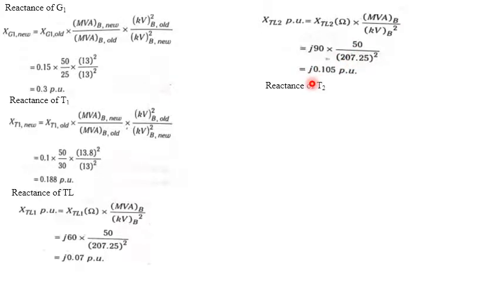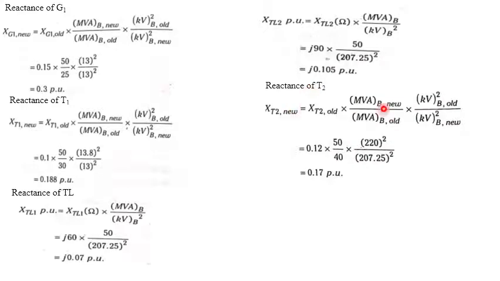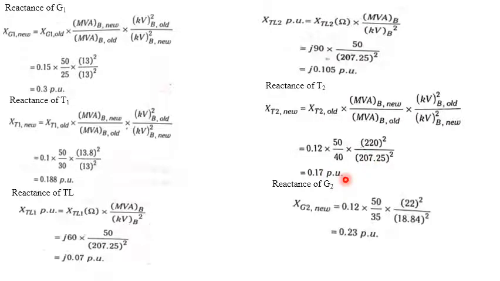Similarly for the transformer T2, this is 0.12, new value 50 by 40. The voltage, considering the high voltage side of the transformer, is 220. Once the calculation is done, we got 207.25, will get 0.17 per unit. Similarly for G2, we have 0.12, 50 by 35. The old value is 22, the new value is 18.84. So I'll get 0.23 per unit.